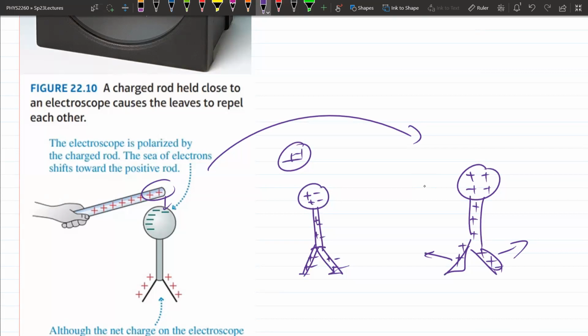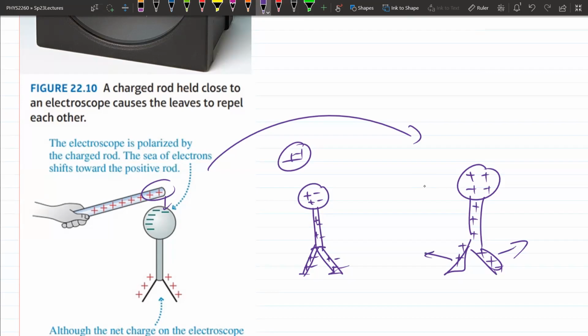So induction is a much smaller effect because it counts on you moving the electrons from here up to here temporarily. It's a temporary effect, whereas if I touch it, it actually deposits the charge onto the device itself. And now the whole thing is positively charged. Of course, they're going to repel each other. You guys see the difference between the two? Induction means no touching. Charging means you actually touch the device and you actually move the charge from the rod all the way to the device itself.